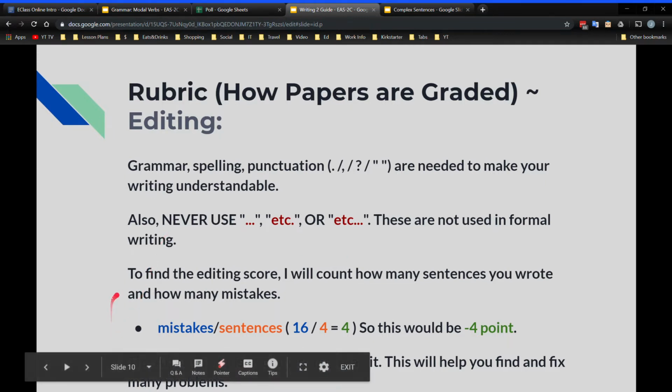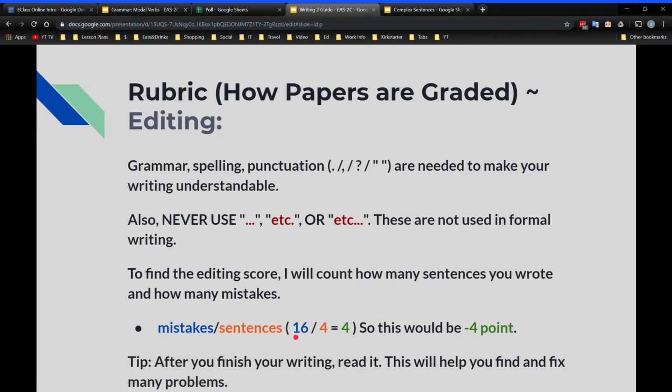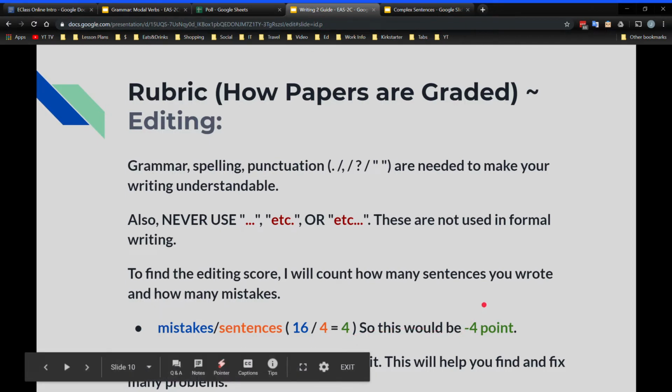And to find your editing score, what I do is I count how many sentences you wrote. So if you wrote 6 sentences, that would be the total number of sentences, and then I count the total number of mistakes, and so I divide the mistakes over the sentences. So in the example here, it says if you had 16 mistakes and 4 sentences, 16 divided by 4 would be 4, so this would be minus 4 points.